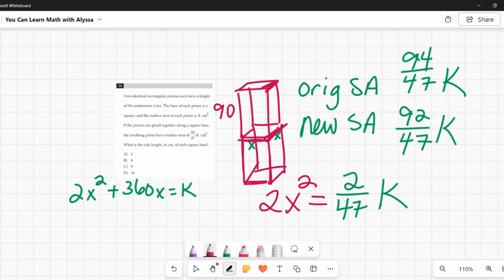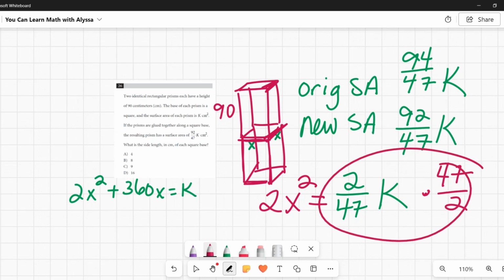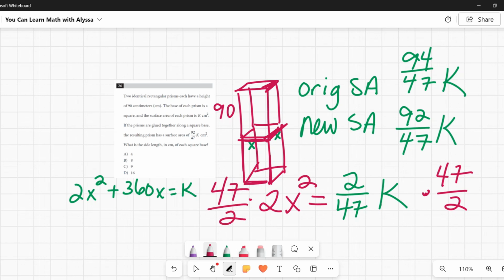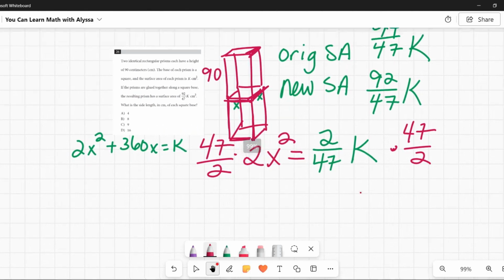Okay, so 2/47 k. In order to get rid of that, I need to multiply by 47 halves. That will cancel out those fractions. You multiply by the reciprocal. So I'm going to do the same on this side, multiply by 47 halves. And then on the right side now, I will just have k, and on the left side, those 2's cancel out. And I'm left with 47x squared. Okay, so I know that 2x squared plus 360x is k, and also that 47x squared is k.